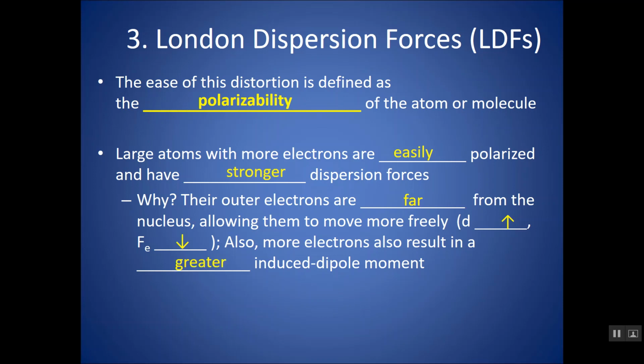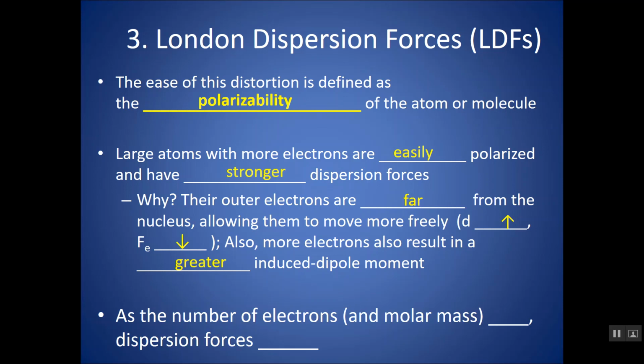Also, if you have more electrons, it would result in a greater induced dipole moment. If you have more electrons, that side would be more partially negative, and it could create stronger LDFs. So the more electrons, the more easily polarized. So as the number of electrons goes up, the LDFs go up, and they get stronger and stronger, and it can actually become a really significant force.